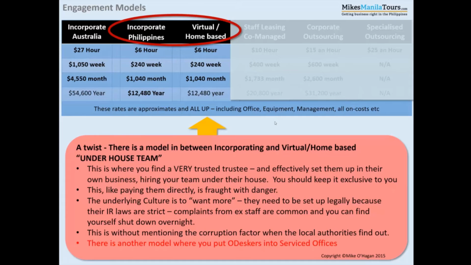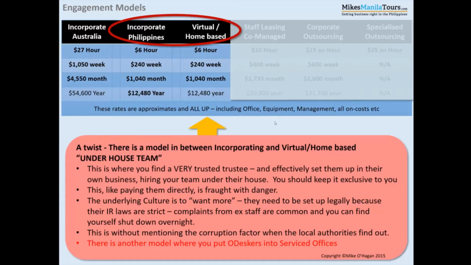There's an underlying culture up here to want more. They need to be set up legally, because the industrial relations laws are strict here, and as I said before, complaints from ex-staff are common. You can find yourself shut down overnight. And both those other teams I talked about were shut down instantaneously. They simply went boom, disappeared off the air. One of the guys flew up from Australia to find out what's going on, and that's when he got arrested. So don't want to do that.